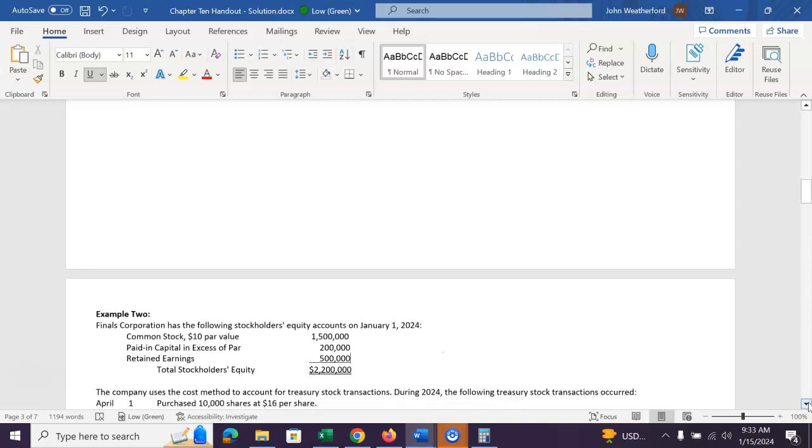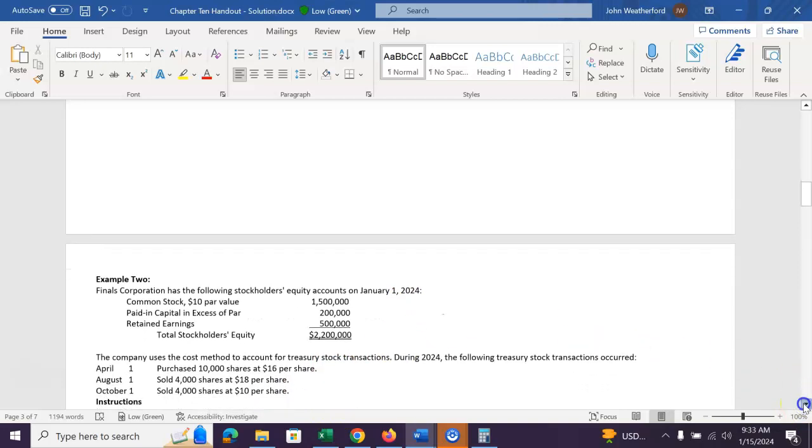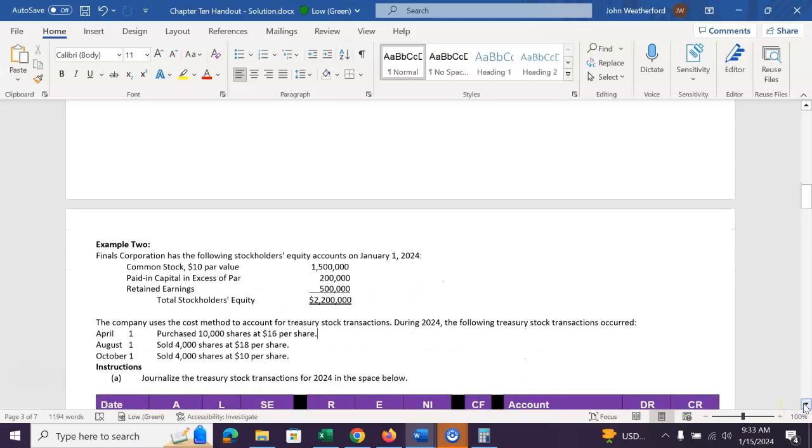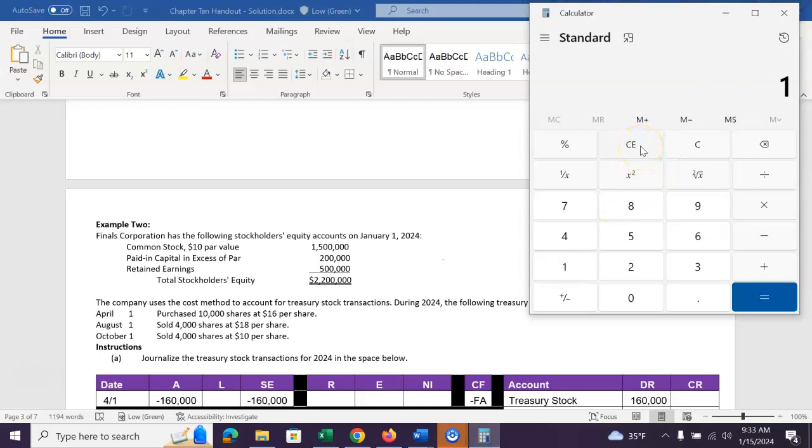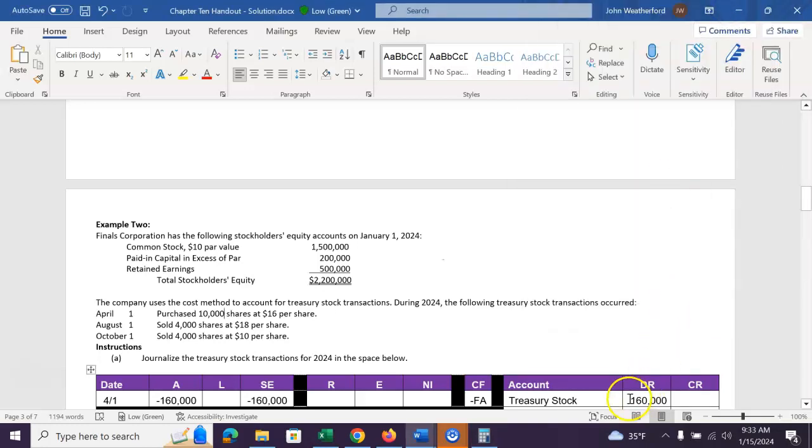All right, so let's go through the transactions. On April 1, purchased 10,000 shares at $16 per share. Now they're going out into the open market and repurchasing some of their common stock shares. So what do we do there? We're going to debit treasury stock for cost. Treasury stock shares go on the books at cost. So we'll say 10,000 times 16 per share, and we get $160,000, and that's our debit to treasury stock.